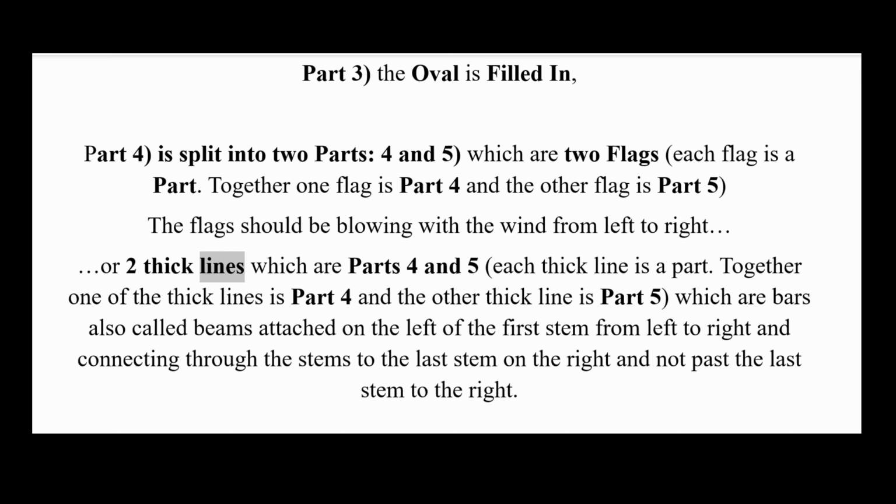Or 2 thick lines which are parts 4 and 5, each thick line is a part. Together one of the thick lines is part 4 and the other thick line is part 5, which are bars also called beams attached on the left of the first stem from left to right and connecting through the stems to the last stem on the right and not past the last stem to the right.